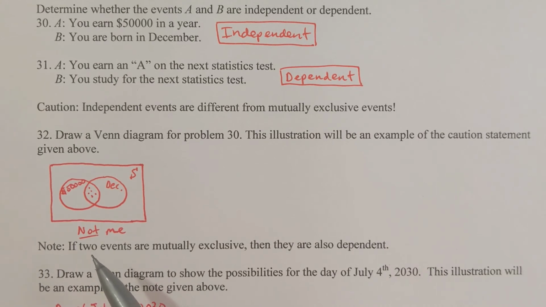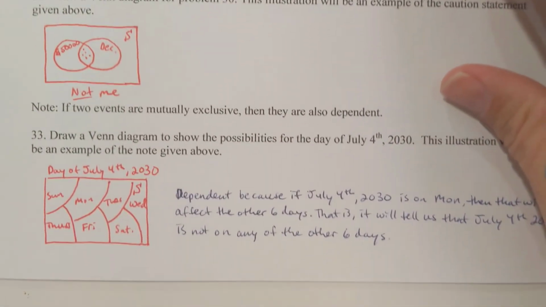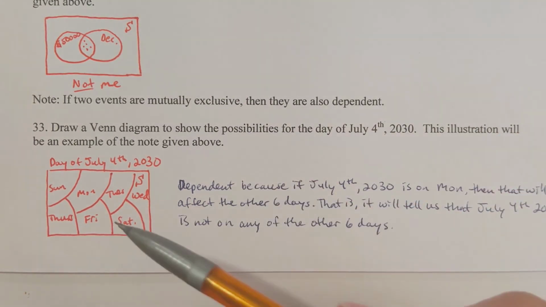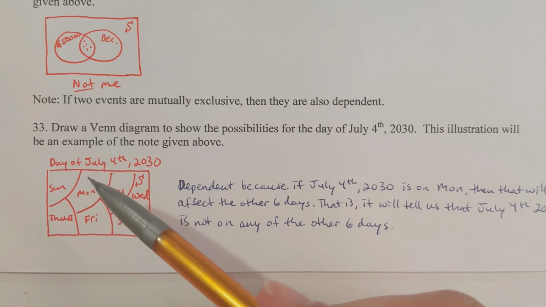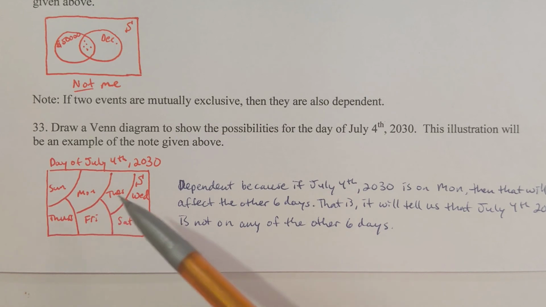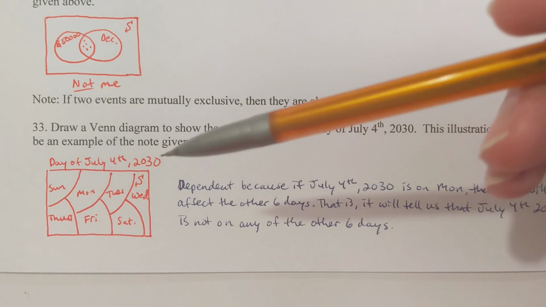There's another note, which is important. If two events are mutually exclusive, then they are also dependent. Let's look at that. Problem 33, they want us to draw a Venn diagram to show the possibilities for the day of July 4th, 2030. This illustration will be an example of the note given above. So I've got this Venn diagram here, and I'm talking about the day of July 4th, 2030. It can happen on a Monday, a Tuesday, a Wednesday, a Thursday, right? And by the way, I don't want these to overlap, because days don't overlap.